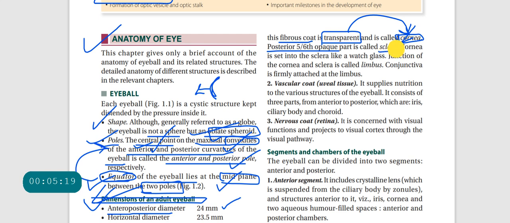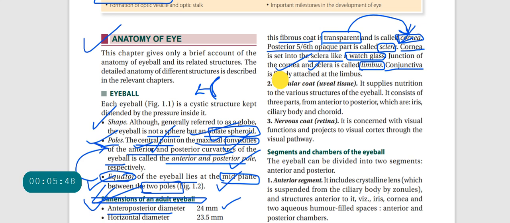Now there is a junction between the cornea and the sclera, like a watch glass, and this junction is known as the limbus. So the junction where the cornea and the sclera meet is the limbus. Now there is something called the conjunctiva, and the conjunctiva is firmly attached at the limbus.